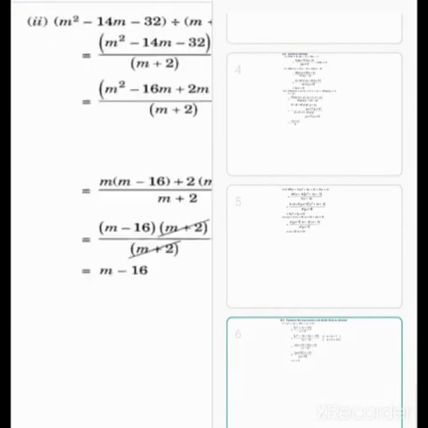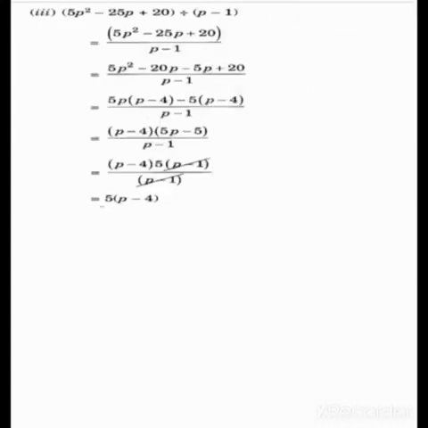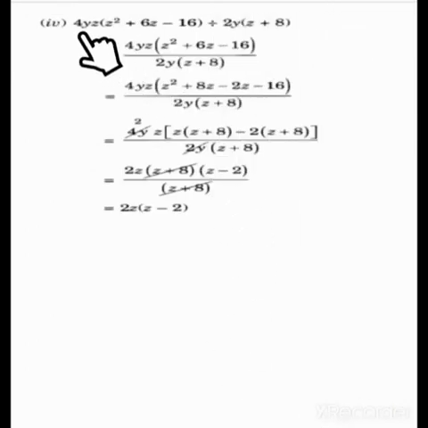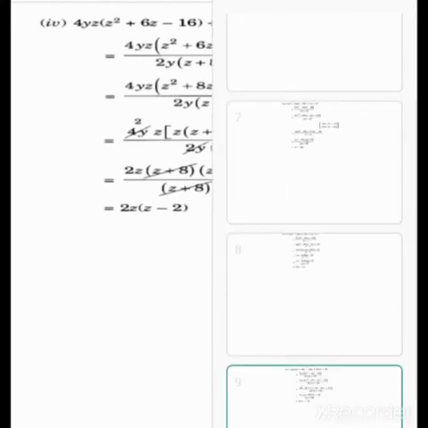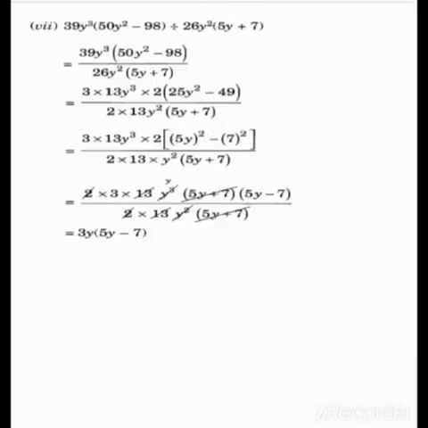Same as number 2, 1, you have to split the expression and then cut it. Same as third one, you have to split the expression and then cut it, and remaining is your answer. Same as fourth one, again you have to split the expression and then cut it, and your answer came. Same as fifth one, sixth one, and same as seventh one. You have to split the term, then cut it, and your answer is remaining.